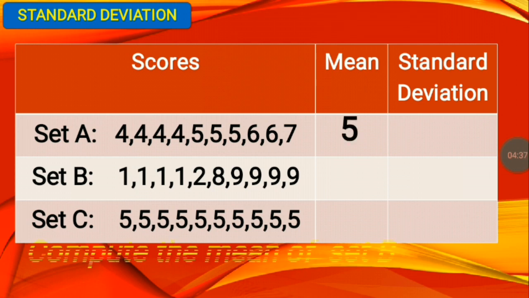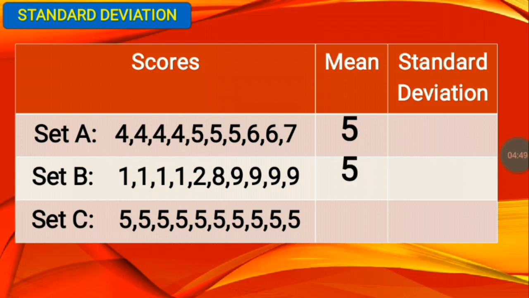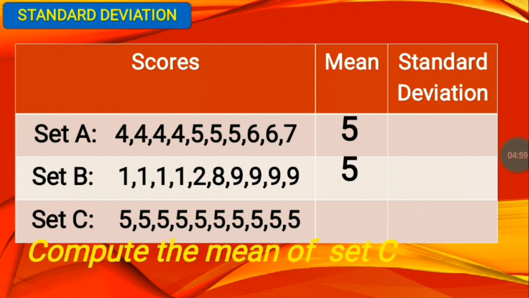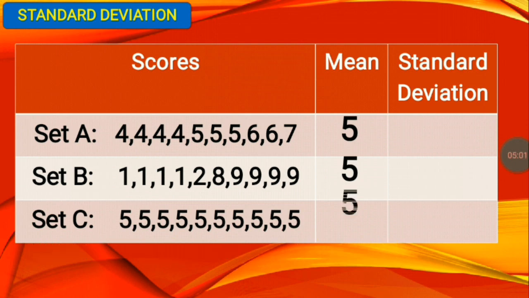How about for set B? What do you think is the mean for set B? Try solving. Your mean would still be 5. How about for set C? What do you think is the mean? Remember, 5 repeats. The mean of set C is also 5.